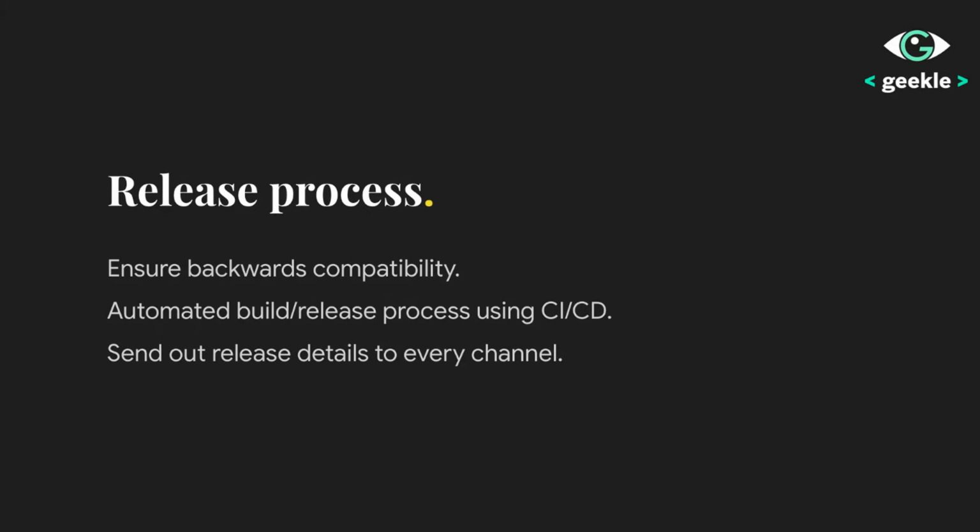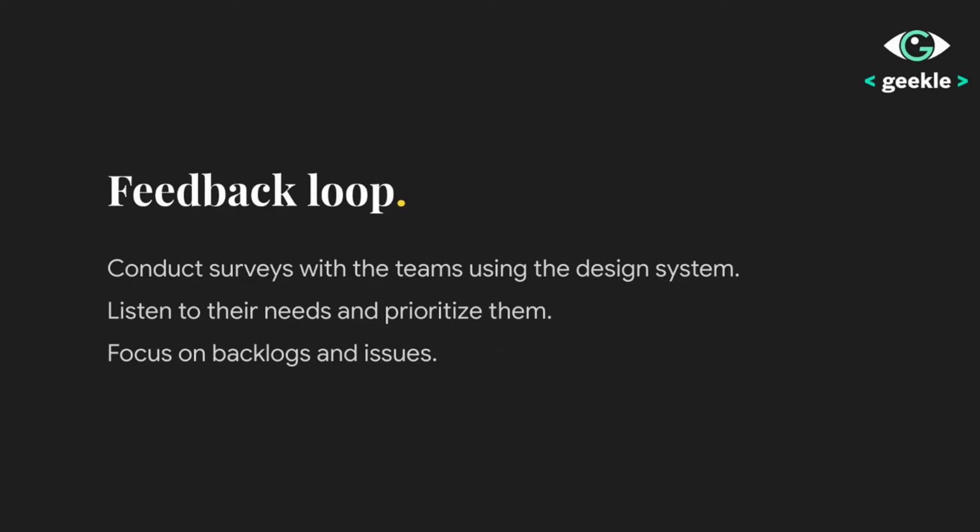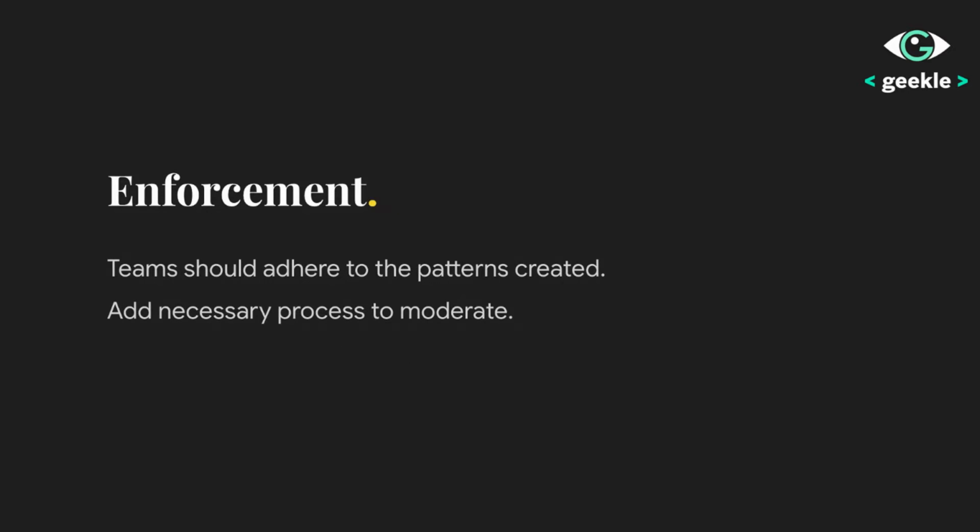Release process: you need to have a robust release process. Ensure that your releases are backward compatible, and if not, clearly mention that in your release details. Automate your build and release cycle using CI and CD, and send out release details to every channel available in your company, so everybody knows that you have released something new and people can look at it. You also need to develop a feedback loop, which we have already talked a lot about. It's something similar to that.